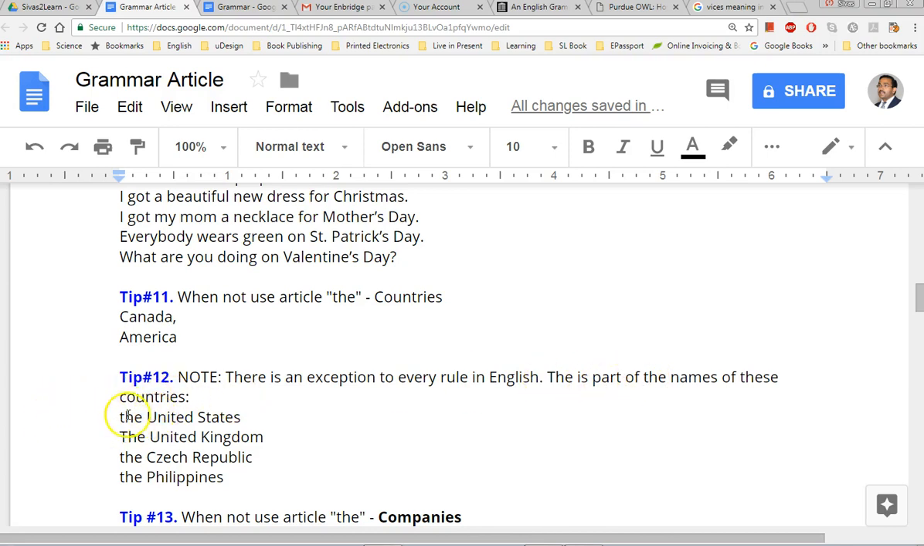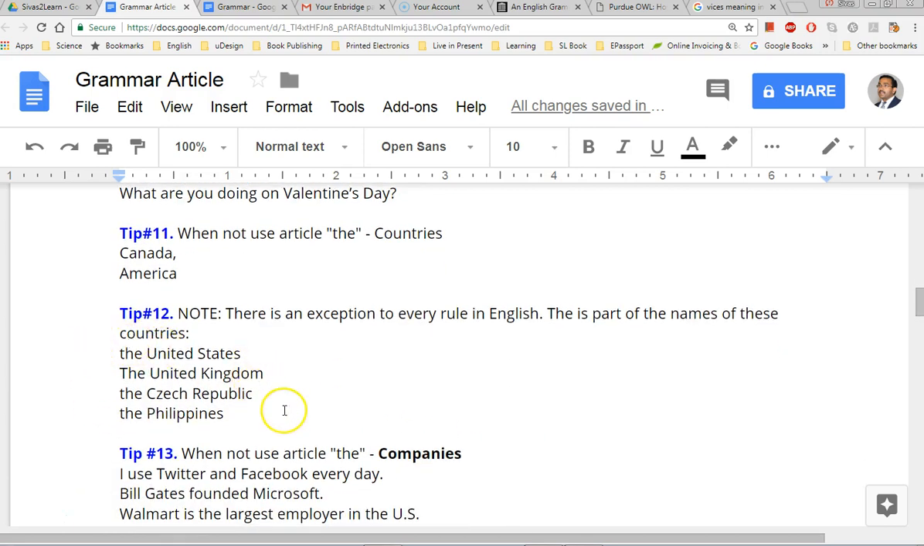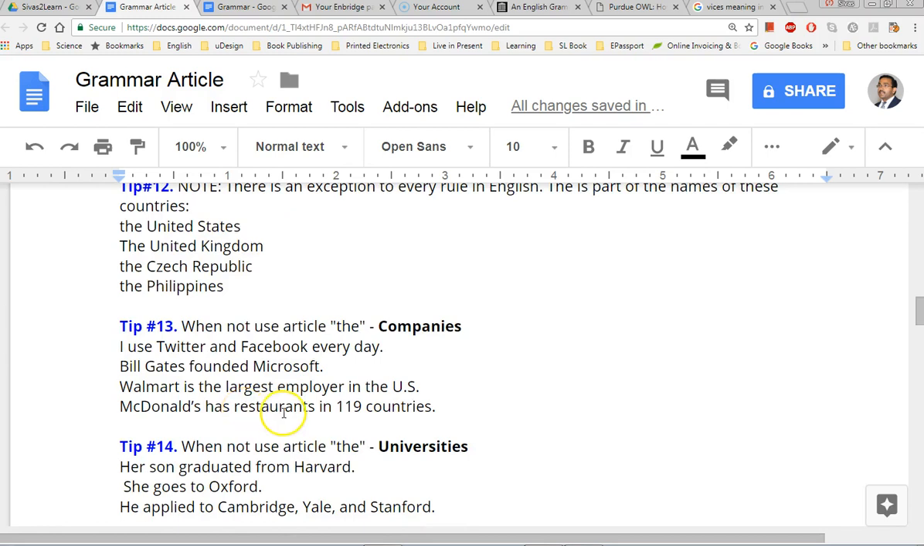There's an exception rule in English. So some of the countries, like the United States, the United Kingdom, the Czech Republic, the Philippines, you have to use "the." Okay. So there are some exceptions there. This is language. There is always some exception, right?